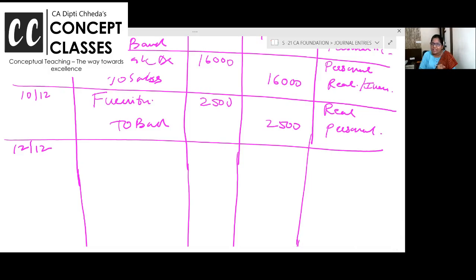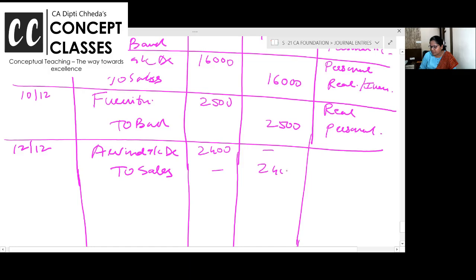When I'm reading the problem, read it carefully. Reading the problem is very, very important. He sold goods to Arvind. So, Arvind account is involved and sales account. Journal entries, party to sales. Arvind account debit to sales. We have sold the goods of 2,400.